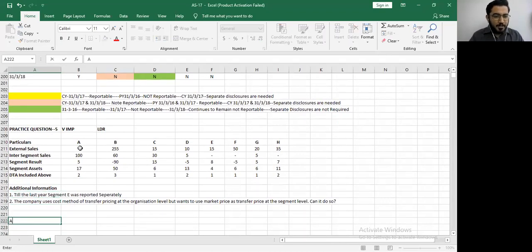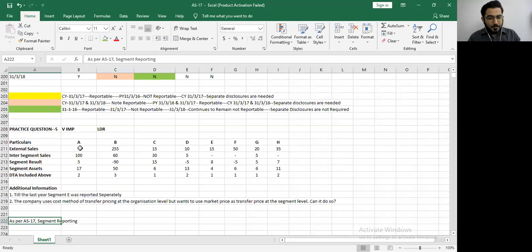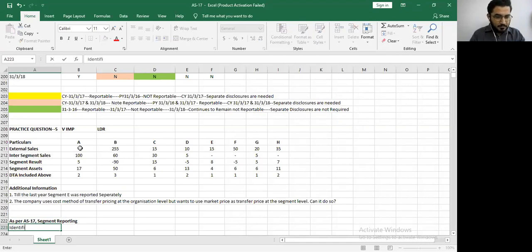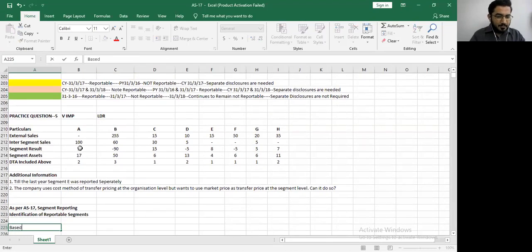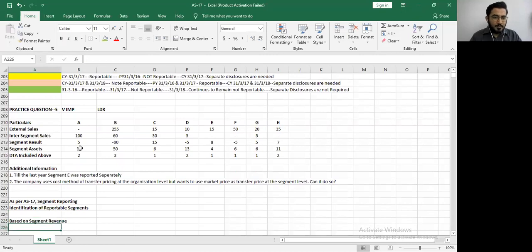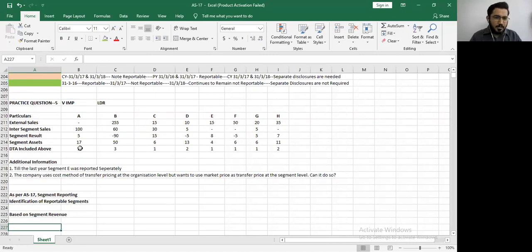So your first statement will be, as per accounting standard 17, segment reporting. What do we have to do in this question? We have to identify the reportable segments. So identification of reportable segments. Let's begin with the one based on segment revenue.